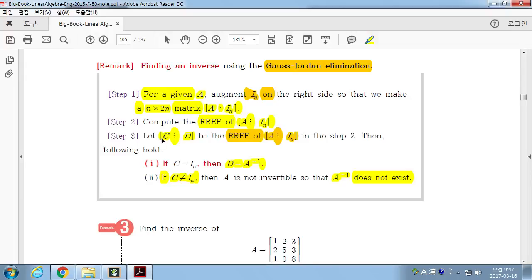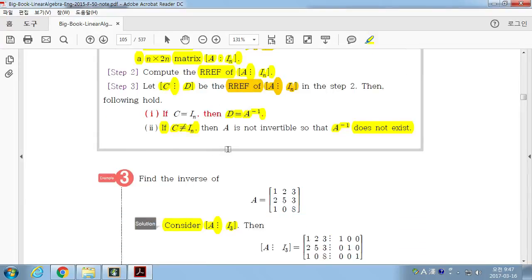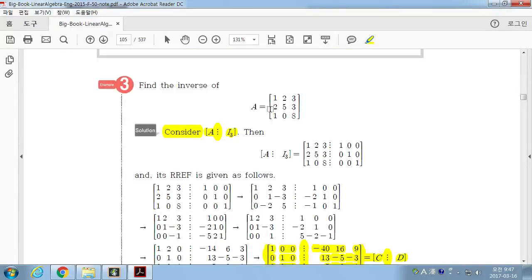But if C is not an identity, this first part is not identity, then what does it mean? From the theorem, if it is invertible, then the RREF should be identity, but it's not. That means A is not an invertible matrix. That's what it says. So there's no inverse. There's no inverse. 무슨 말인지 알죠? n by 2n 매트릭스의 RREF를 구해서 이게 아이덴티티면 이게 역행렬이 되는 거고 이게 아이덴티티가 아니면 그냥 역행렬이 존재하지 않는 거야. 심플하게.